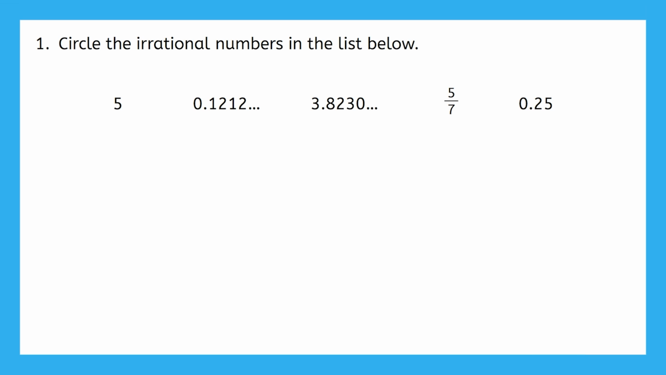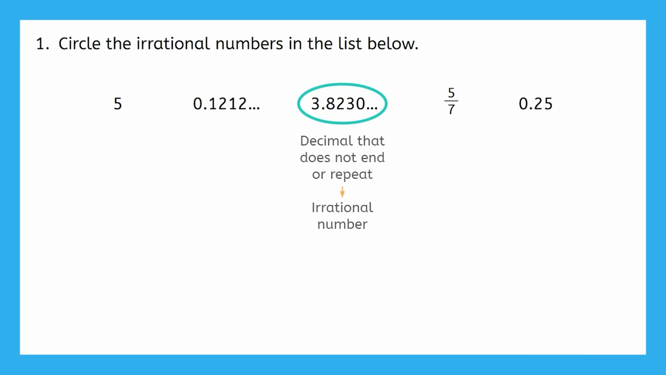Looks like we only have one irrational number here, 3.8230... The ... means the number keeps going on forever, and there's no repeating pattern. That's what makes it irrational. 0.1212... also has the ..., but since there's a pattern repeating the 1 and 2, it's not an irrational number.